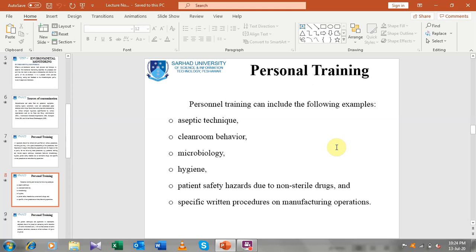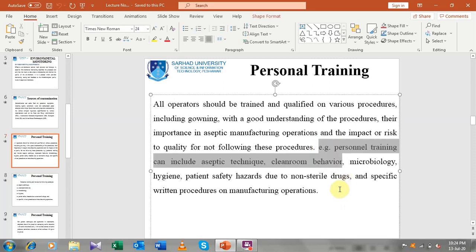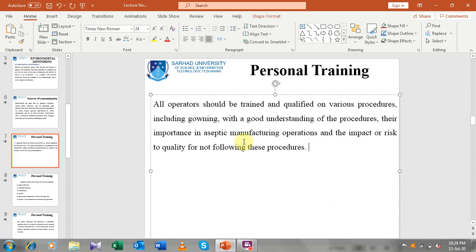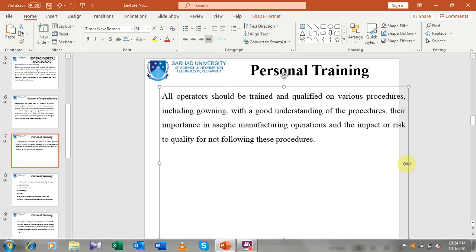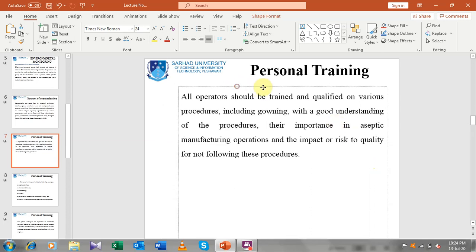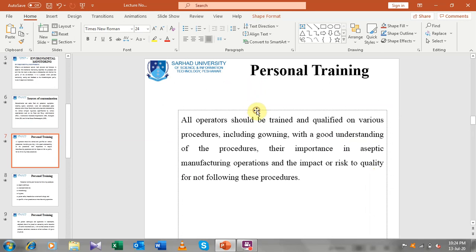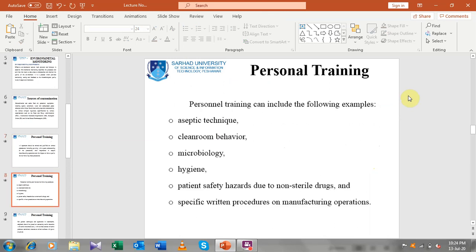These are the different personal training related problems that I've told you. Personal training should involve these factors, and that particular area is also termed as the personal training that I have told you earlier.